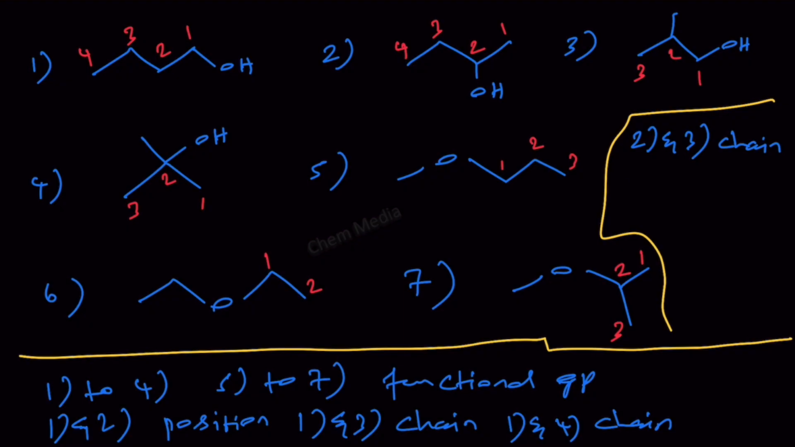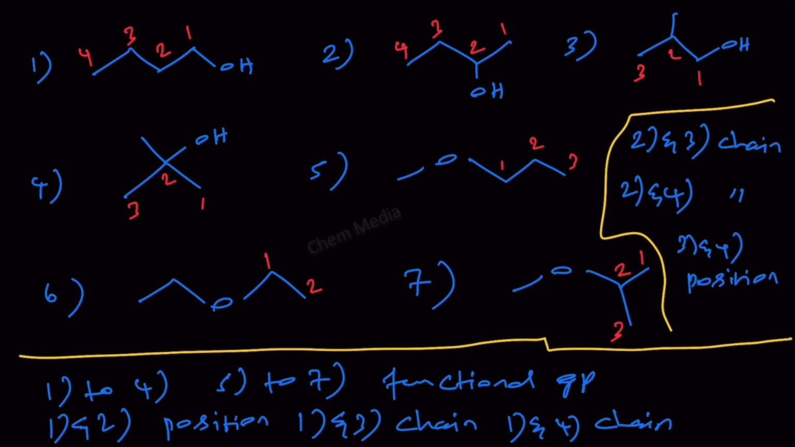How about 2 and 4? 2 and 4 are once again chain isomers. Parent chain length is different. How about 3 and 4? When it comes to 3 and 4, they are position isomers because the parent chain length is the same now. The alcohol functional group position differs, and therefore 3 and 4 are position isomers.